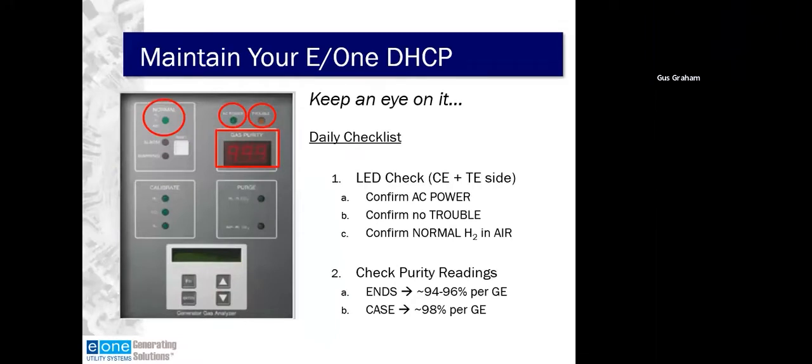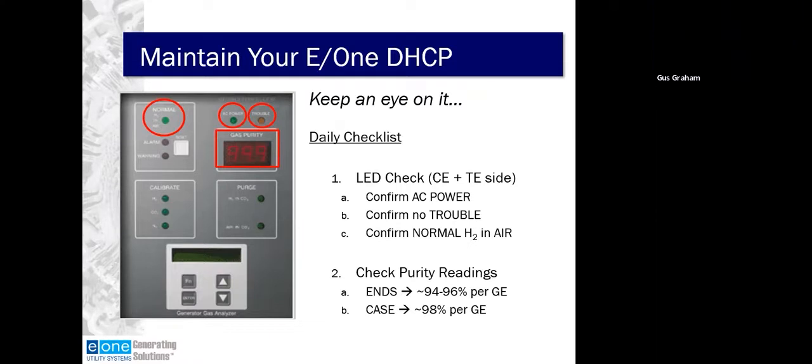So let's talk about maintaining your DHCP. The first thing we want to do is keep an eye on it. So on your daily checklists as you walk through your plant, the first thing we want to do is look at the LED status on each of those display panels. We want to confirm that the AC power LED is lit, confirm that there is no trouble LED lit, and confirm that the normal H2 and air LED is active.